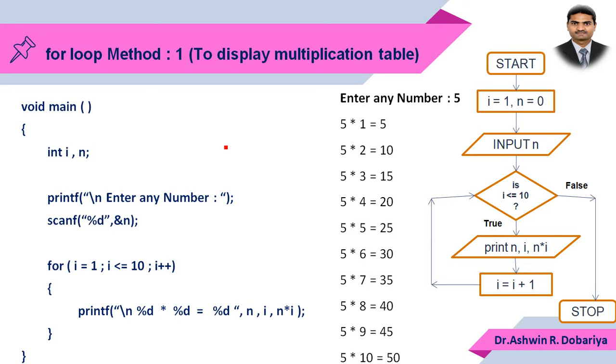A multiplication table means that if I input the number 5, then it displays the multiplication table. So this is the multiplication table, right? 5 multiplied by 1 is equal to 5. So how can we write this program?